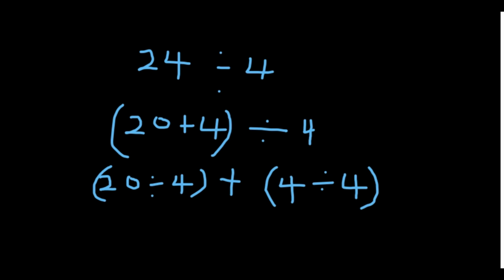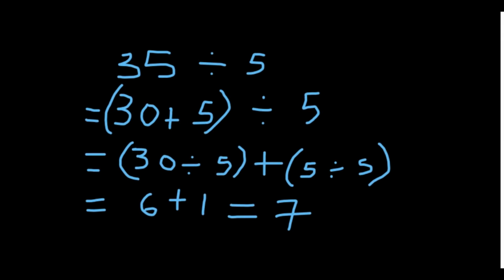So this gives us what? 20 divided by 4 in this case will give us 5, with a plus sign, and also from this bracket 4 divided by 4, which also gives us 1. So the total answer gives us 6. Okay, let's consider another example.